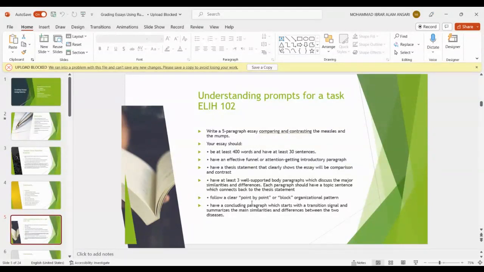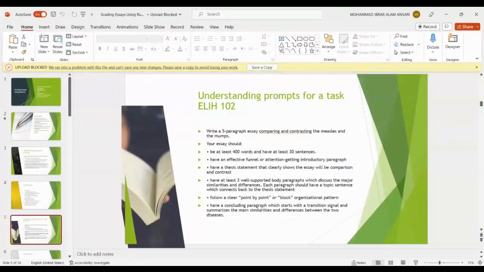So sometimes we need to take into consideration this particular organization while grading essays. Sometimes they are given the option. They can use either point-by-point or block organization. Sometimes they're asked to write a particular organization, so they must stick to it. They must follow the prompts, and they should write their essays accordingly. And we need to keep that in mind while grading essay papers as well.